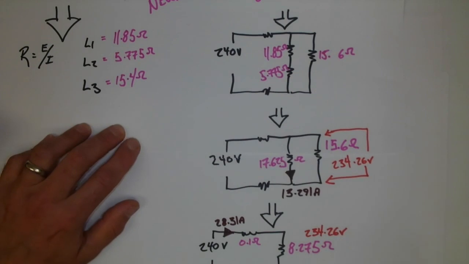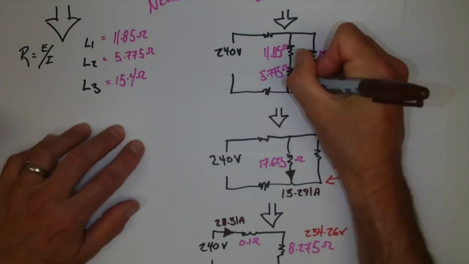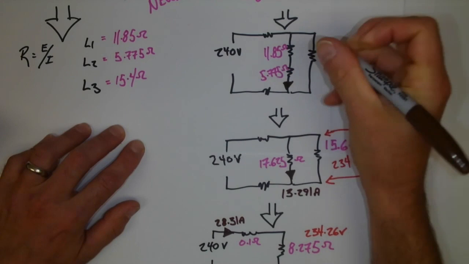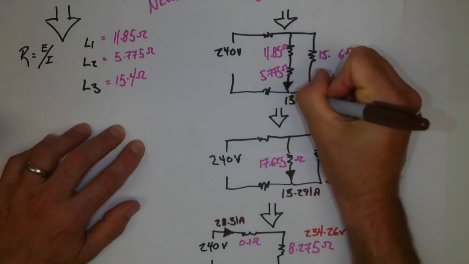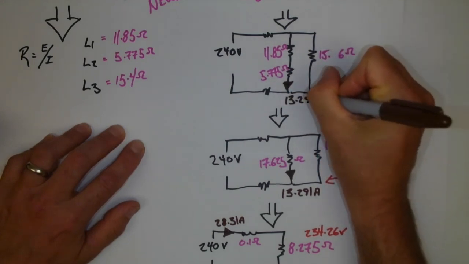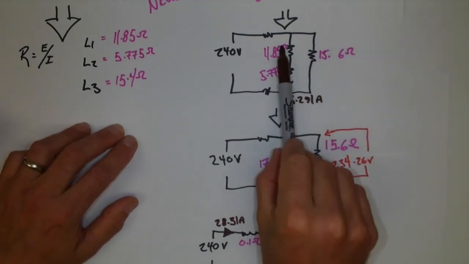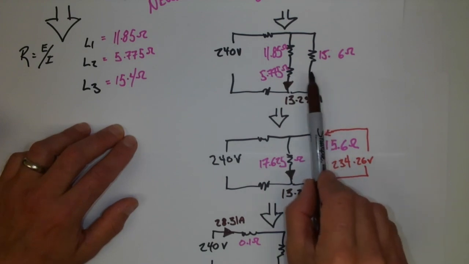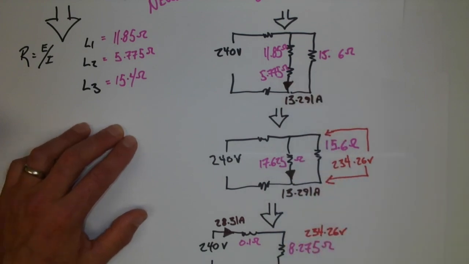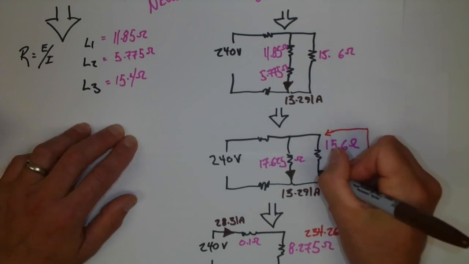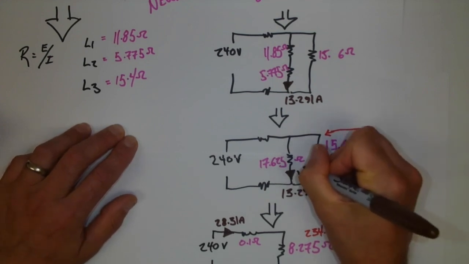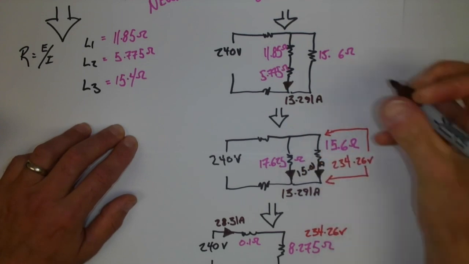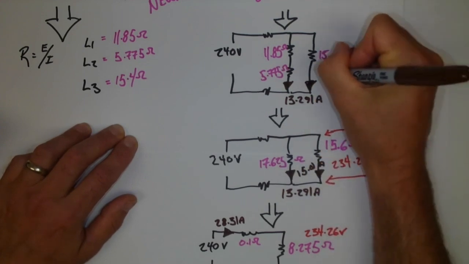Okay. Well, let's keep moving all the way up until we get to our original diagram. Why did I even do that? Well, I did that, 13.291, so that we could work out the voltage of our two loads. What about this one? Well, let's work out the current for this one also. 234.26 divided by 15.6 gives me 15.01 amps.